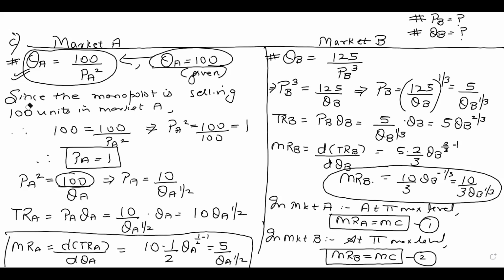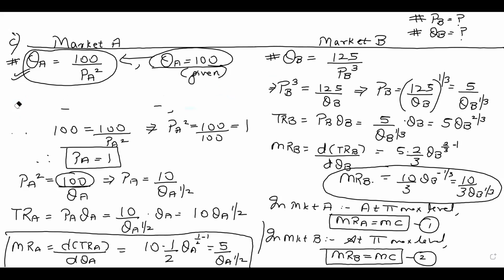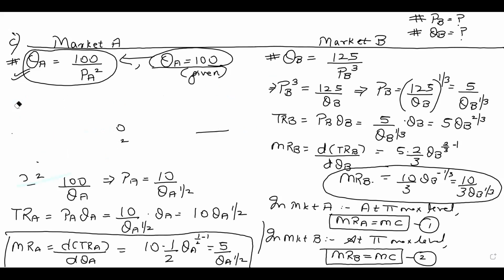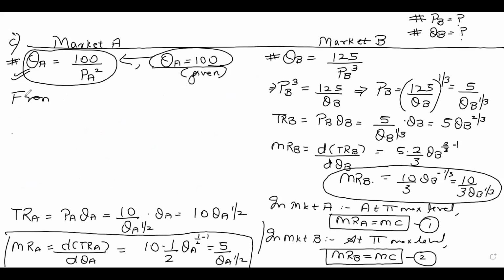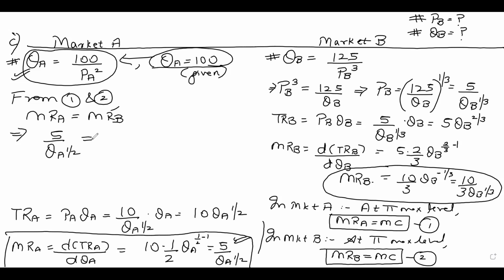So if I erase this whole part off, okay, so I can write that from 1 and 2, MRA should be equal to MRB. What is MRA? 5 upon QA to the power half. What is MRB? 10 upon 3 QB to the power 1 by 3. Okay, so now we can quickly solve this.